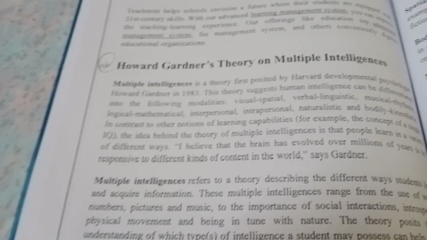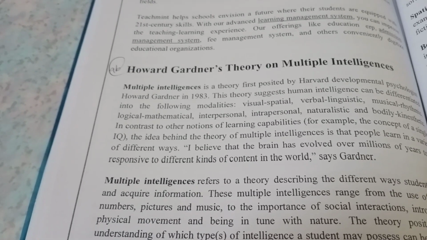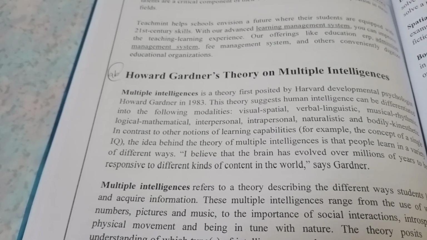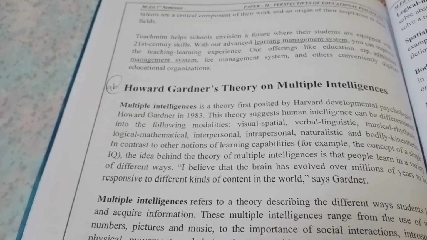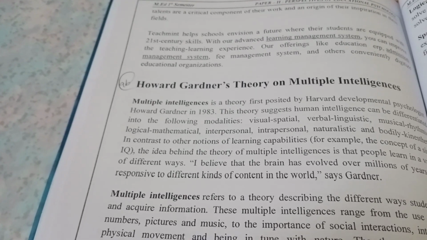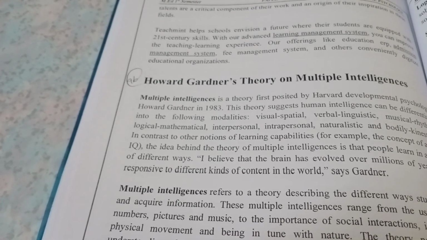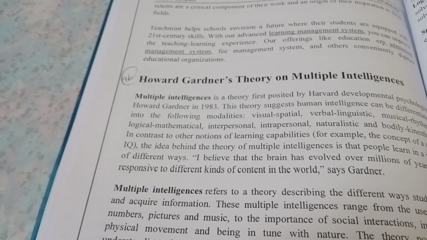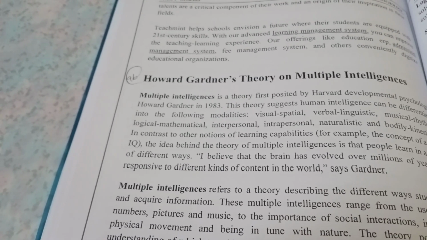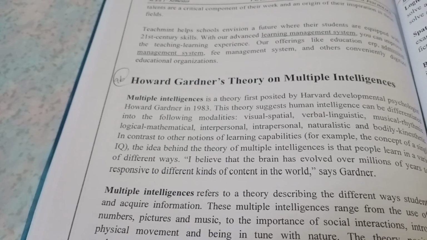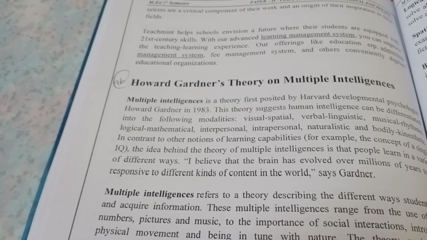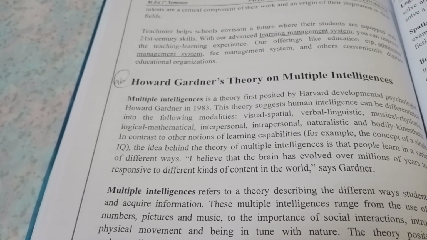This theory suggests human intelligence can be differentiated into the following modalities: visual, spatial, verbal, linguistic, musical, rhythmic, logical, mathematical, interpersonal, intrapersonal, naturalistic, and bodily kinesthetic. In contrast to other notions of learning capacities, for example, the concept of a single IQ, the idea behind the theory of multiple intelligence is that people learn in a variety of different ways.